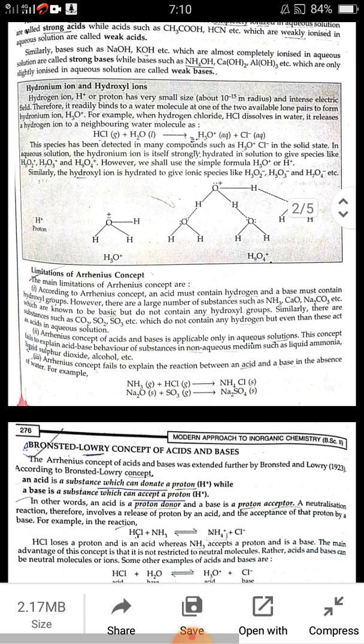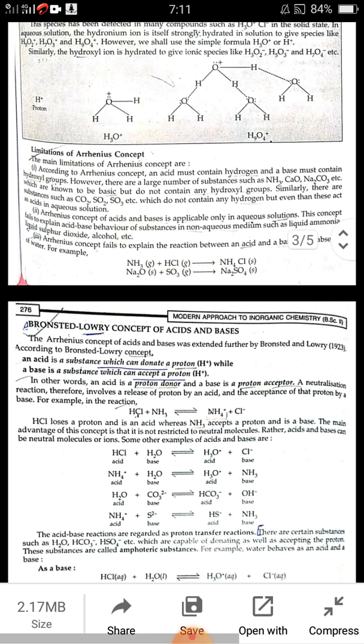Second, the Arrhenius concept of acid and base is applicable only in aqueous solutions. This concept fails to explain acid-base behavior in non-aqueous media like liquid ammonia, liquid sulfur dioxide, alcohol. It is only applicable when we take the solvent as water, only in water. Third, the Arrhenius concept fails to explain the reaction between an acid and base in the absence of water. It cannot explain those reactions which take place in the absence of water. So these are the limitations of the Arrhenius concept.